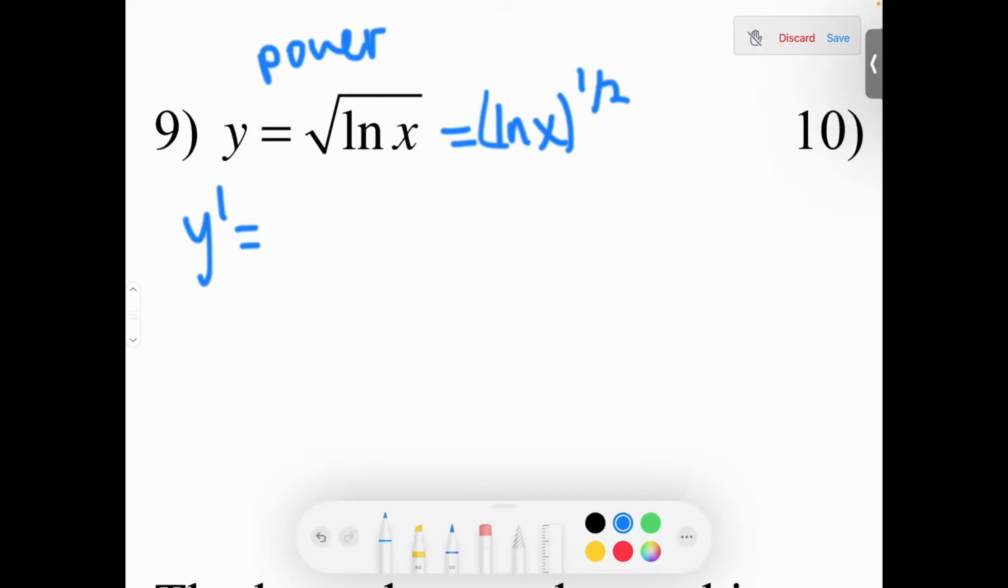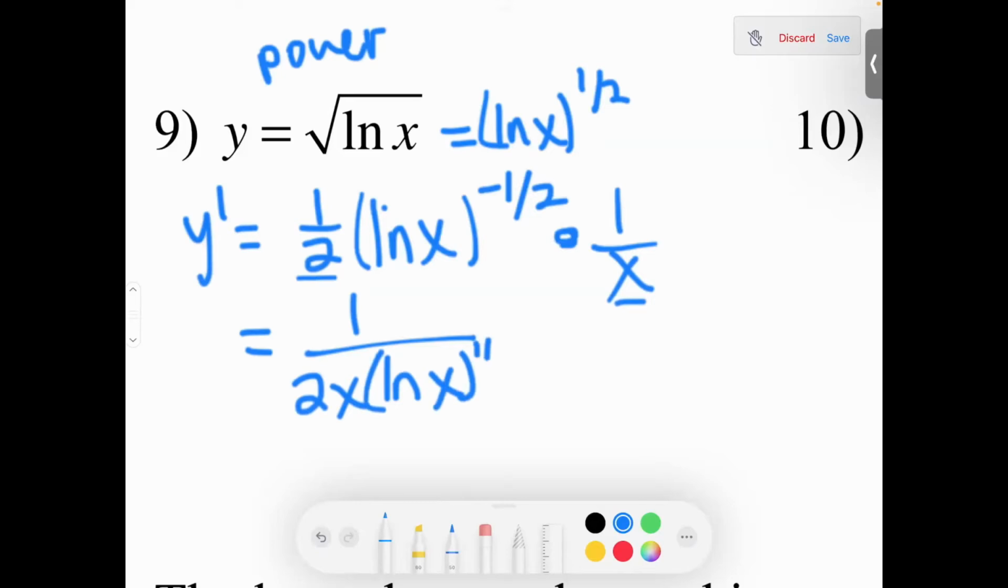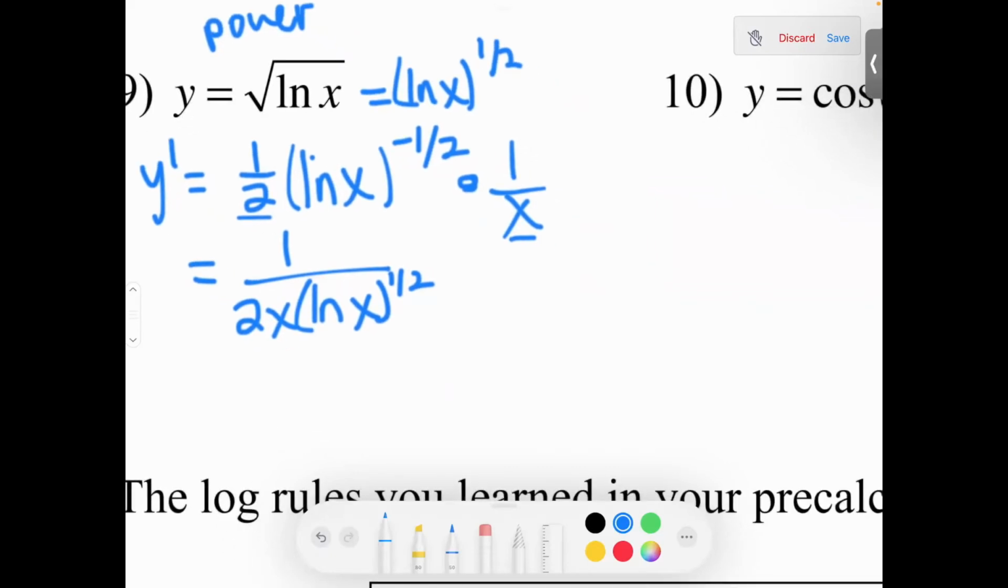Take the derivative, we're going to do 1/2 times something raised to the negative 1/2. That something doesn't change. That something is ln x. And then we multiply by the derivative of that something, which would be 1 over x. We can move the ln x to the negative 1/2 to the denominator. We can multiply the 2 and the x together. So we get 1 over 2x ln x, and that ln x is raised to the 1/2 power. We could switch that to a square root if we chose.